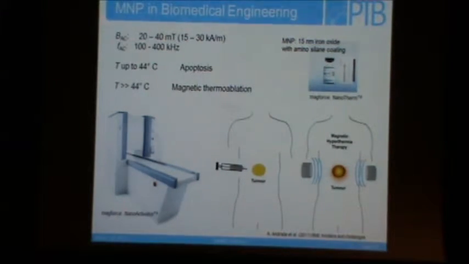The issue here is that we have to control the temperature very carefully, because in some cases you want to apply apoptosis, which is the programmed cell death. In other cases you want to destroy the tumor tissue completely, and that is if you reach temperatures which are highly above 44 degrees Celsius. And this is already applied in clinical studies of Andreas Jordan in Berlin to glioblastoma patients, prostate cancer patients, and others.